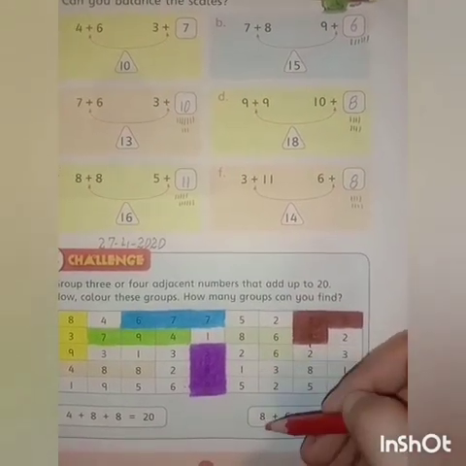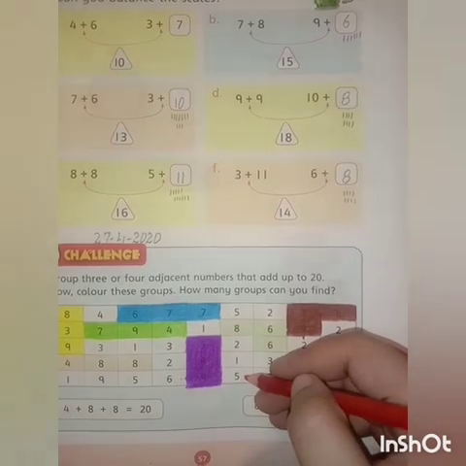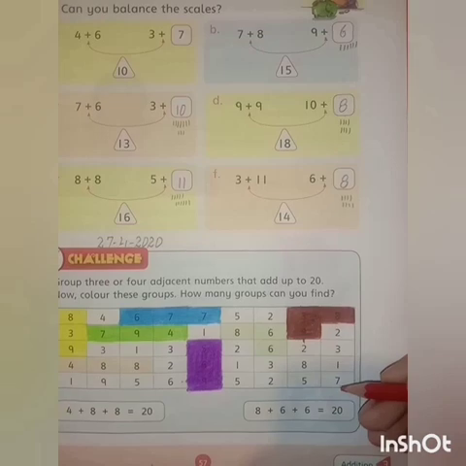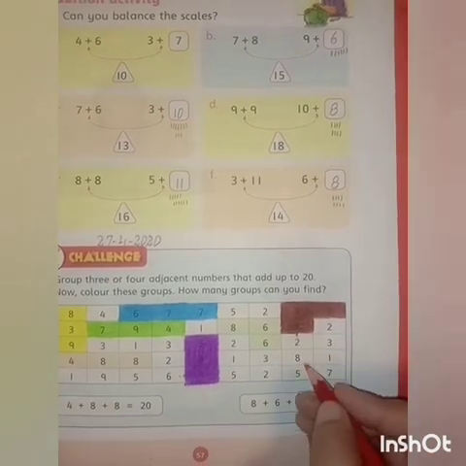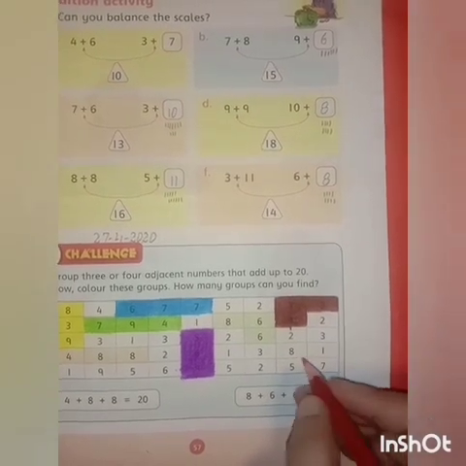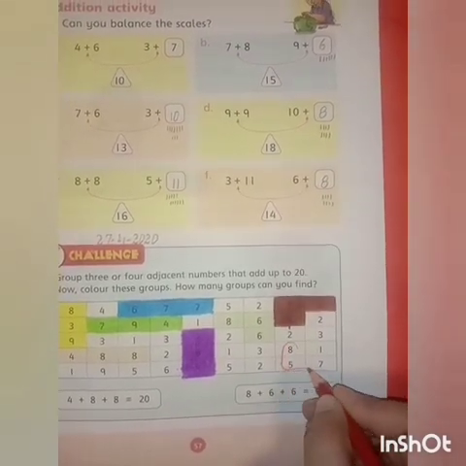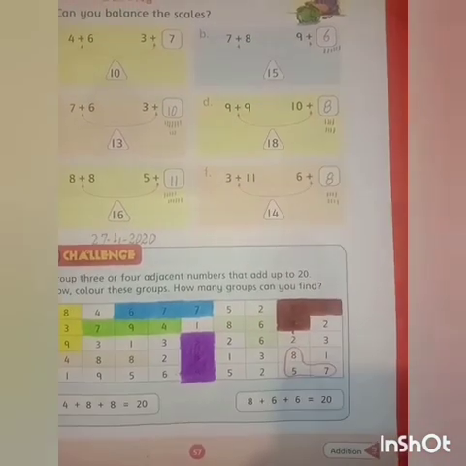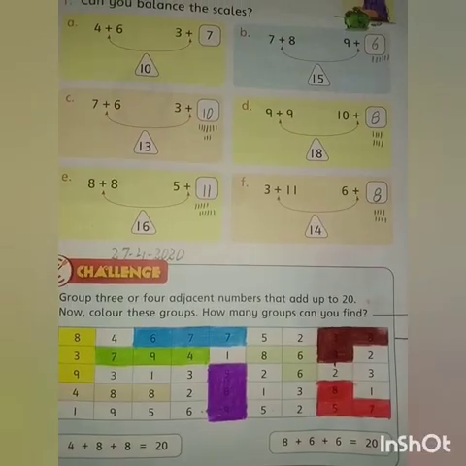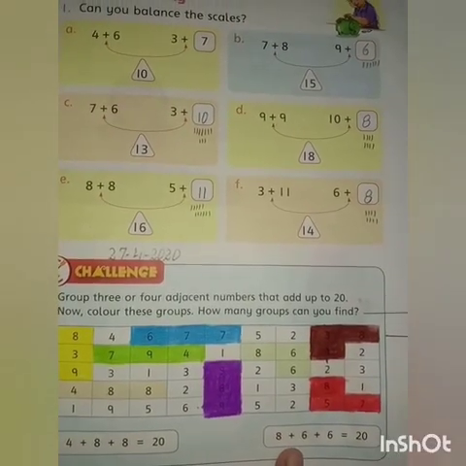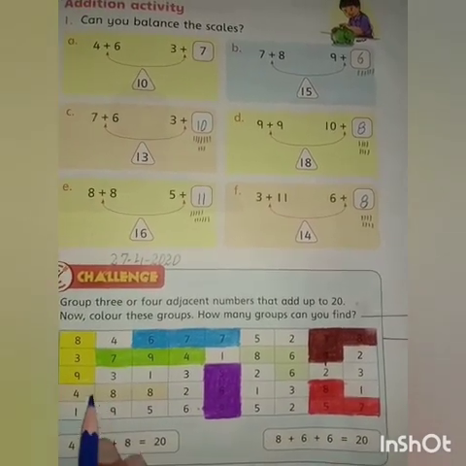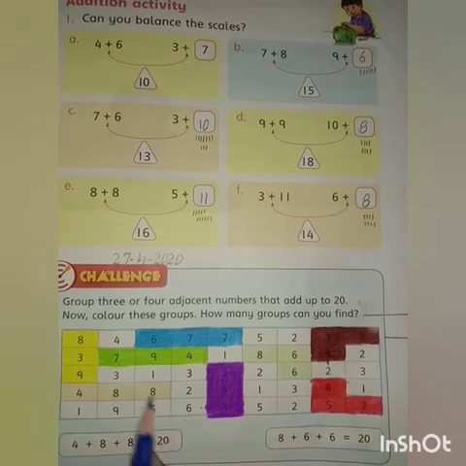2 plus 1 is 3 and 3 plus 5 is 8. Not this one. Here we have a group, students. 8 plus 5 is 13 and 13 plus 7 is 20. We have to color in these 3 boxes. Start coloring like this. Now students, take a look again and find out if there is any other group of 20 hidden from our eyes. Let's start finding.